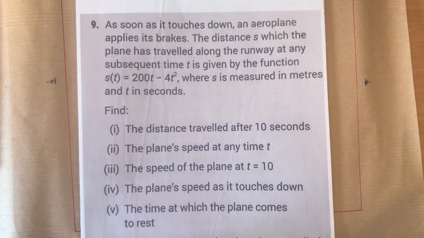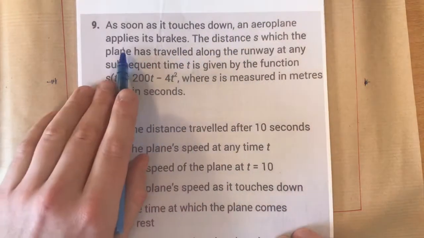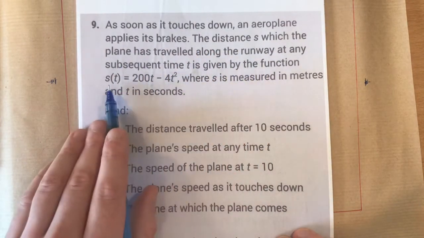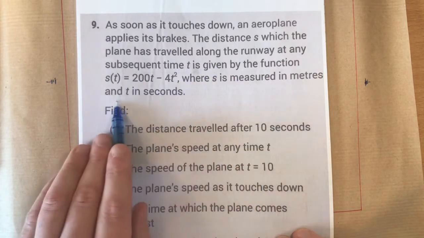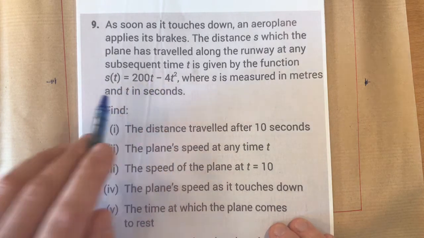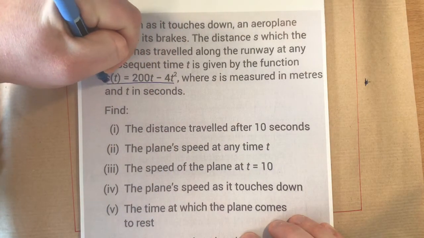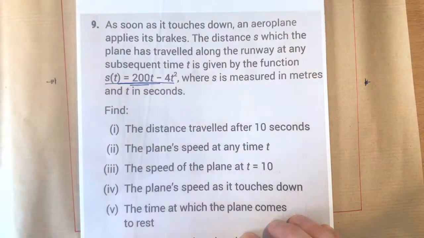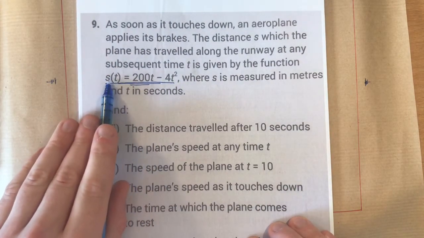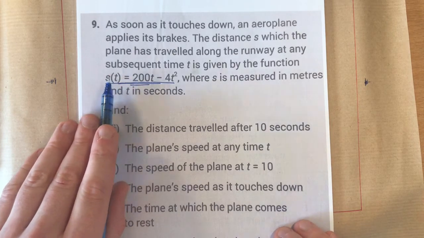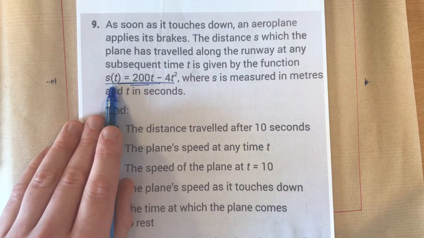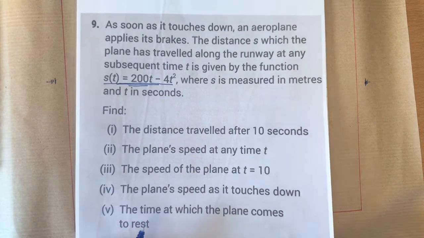Maybe I'll just read through it myself. Okay, as soon as it touches down, an airplane applies its brakes. The distance s, which the plane has travelled along the runway at any subsequent time t, is given by the function. That's the function there, where s is measured in meters and t is measured in seconds. So that's a function for distance. That thing there, that's all to do with distance. So t is time and s is going to be distance. And that's using the other notation, not the y equals, but the f of x equals, s of t is equal to.